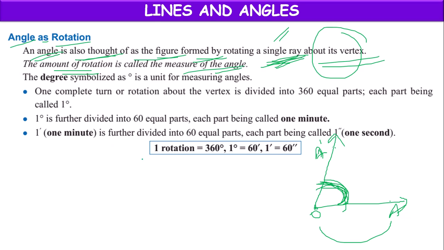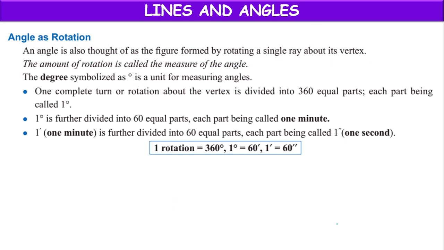Normally we use the symbol degree. Suppose it is 30 degrees; in the exponent place you take a 0, so this is the symbol of degree. Degree, symbolized as this exponent 0, is a unit of measuring angles. So angles can be measured with the help of the unit called degrees.